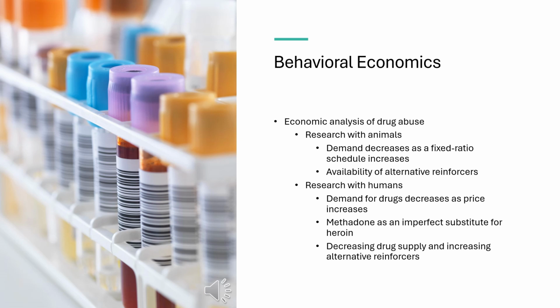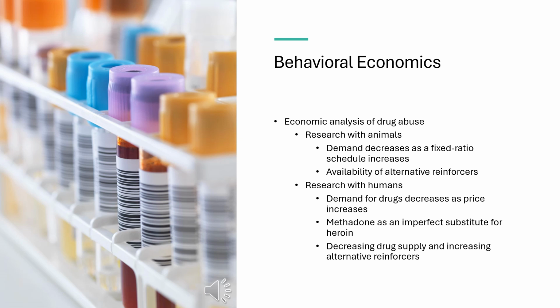We have this fixed ratio schedule, FR. This refers to the requirement of performing a certain number of responses, like pressing a lever, to receive a drug. As the number of required responses increases, so the cost of obtaining the drug goes up, and the demand for the drug decreases. This is similar to human behavior, and animals show less interest in obtaining a drug as the cost, effort, or price increases, providing a controlled model for studying addiction and reinforcement.